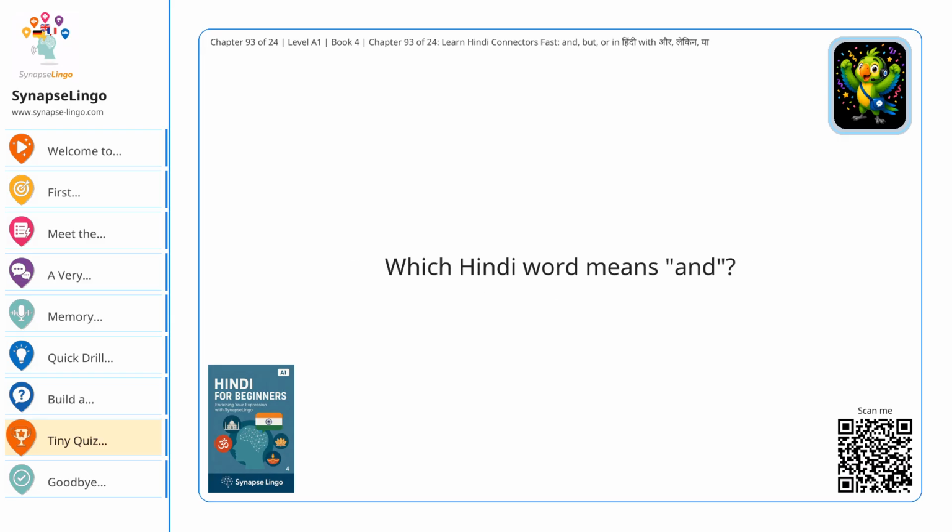Which Hindi word means and? और. Which Hindi word means but? लेकिन. Which Hindi word means or? या. Which Hindi word means because? क्योंकि. Which Hindi word means then? तब. Which Hindi word means first? पहले. Which Hindi phrase means after that? उसके बाद. Which Hindi phrase means still? अभी भी.